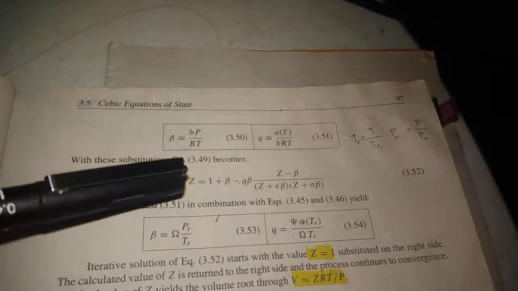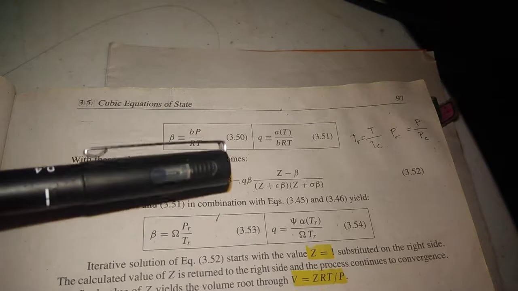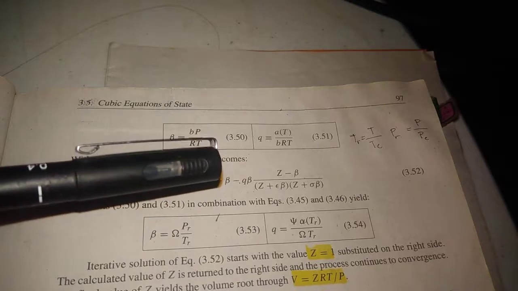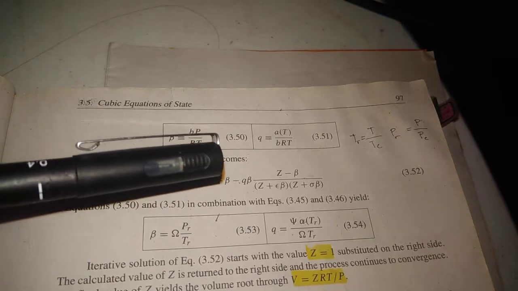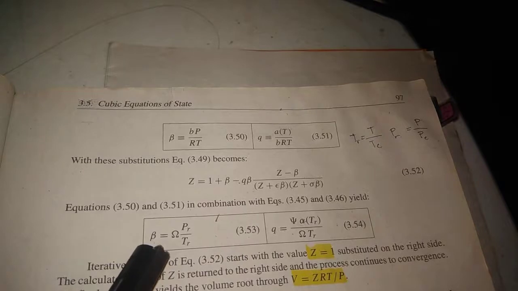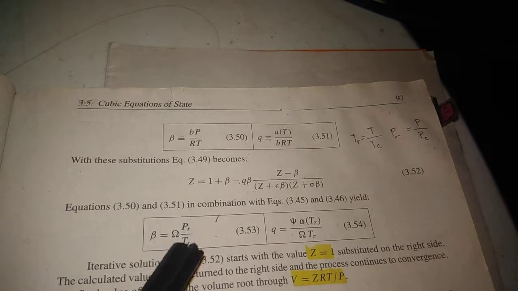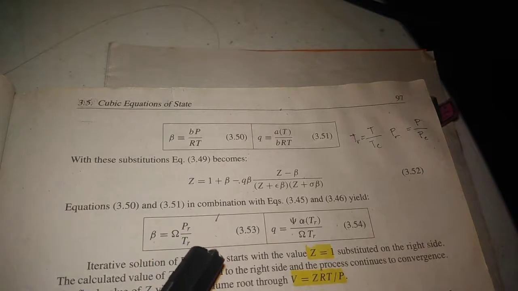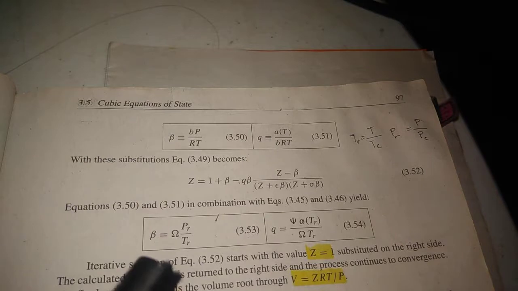So for Z, let's check the variables. We have 1, which is a constant. Then plus beta. What is beta? Beta has its own equation, equation 3.53. So beta is equal to uppercase omega multiplied by PR all over TR. What are they? PR is the reduced pressure, and TR is the reduced temperature.